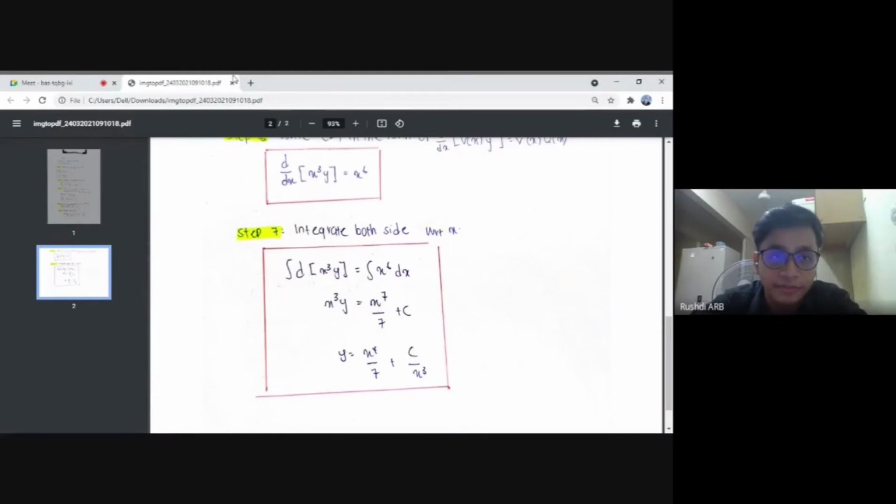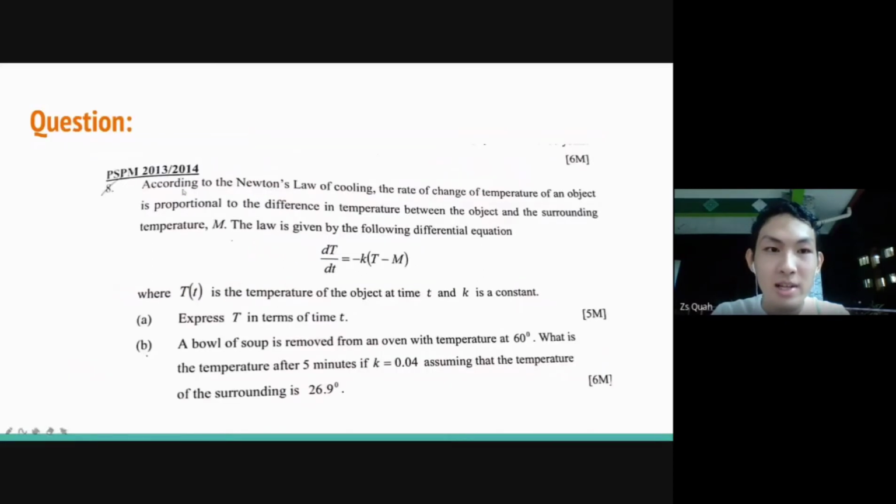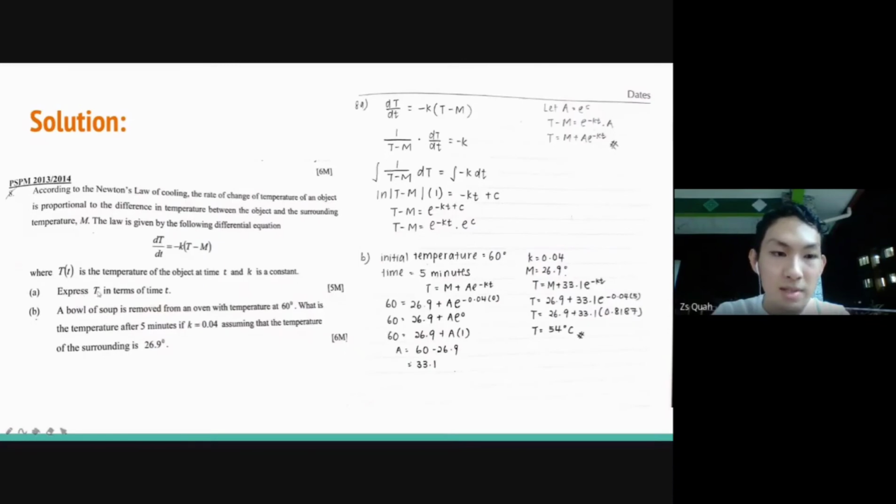So that's all. Okay, next I will be continuing on the example question of first order differential equation. So let's look at this question. To express temperature in terms of time, first we need to look at the equation and determine which case we need to use. In this case, we can see we don't have any time here. So we will assume that our t is in the form of 1, where t is equal to power 0. We know that any number power 0 is equal to 1. Hence, in this case, we will use the separable case because our time and temperature are in multiplication form.